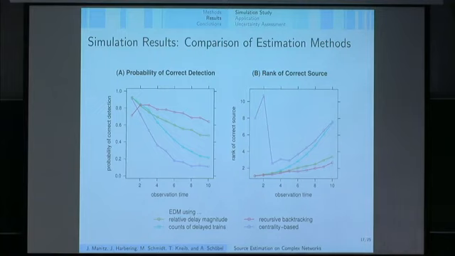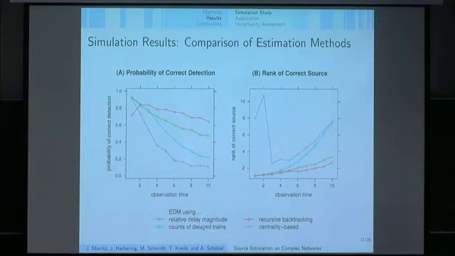So in the graphs we can see the observation time on the x-axis, and on the left hand we see the probability of correct detection. And we have the different methods in comparison. The pink one is the recursive backtracking, and that can be seen as an upper boundary since it is specifically designed for train delays.